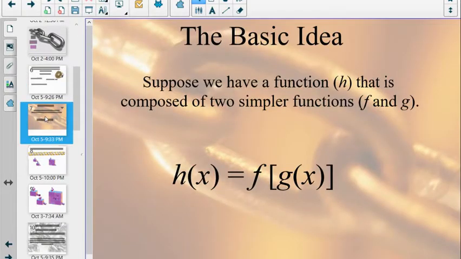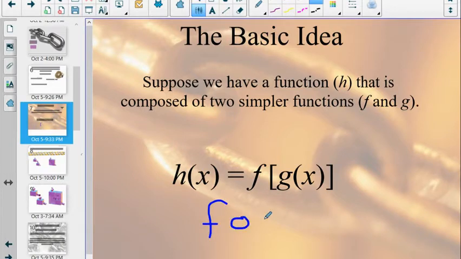Composition of functions, reminder of how this works. If I say h is f composed of g, you can write it in this notation, or sometimes you'll see it written with this little circle in between. This isn't f times g of x, this is f composed of g of x. That's just a different notation that says we're taking whatever x is, we're plugging it into the g function first, and then the output of that goes into the f function.